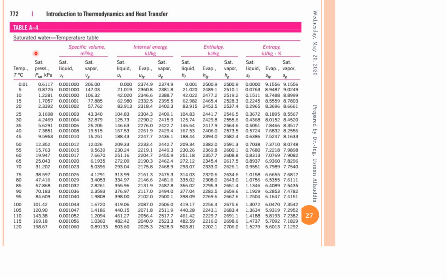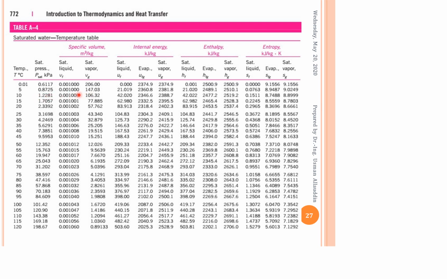So here we have the complete table number A4, which is for saturated water. We use it for water, and this is our temperature table. Here we have all the temperatures mentioned. For example, if someone gives you a value of 10 degrees Celsius, then you will open table number A4 and it will give you the saturated water properties at 10 degrees Celsius. Then you can find the pressure.